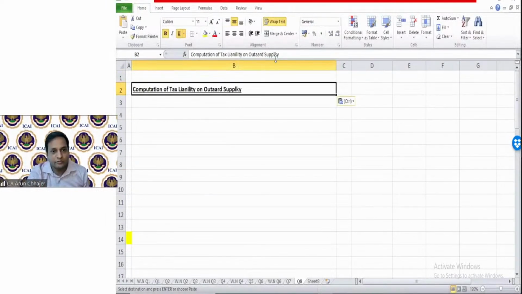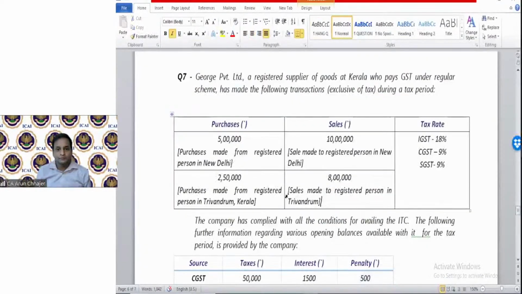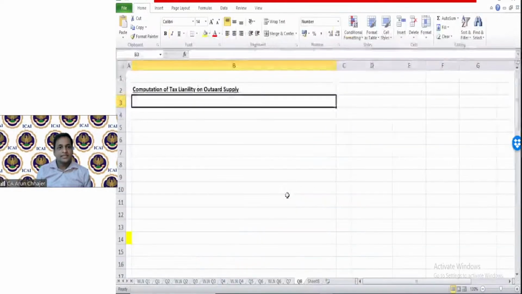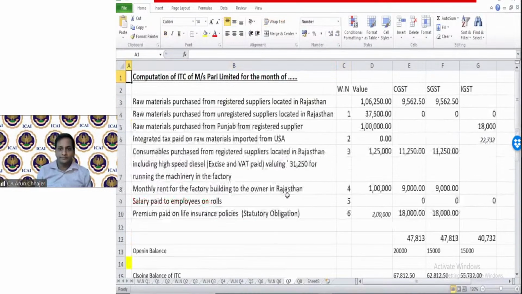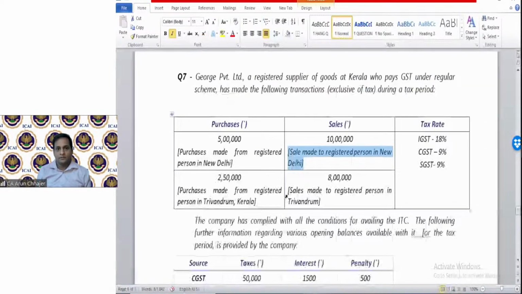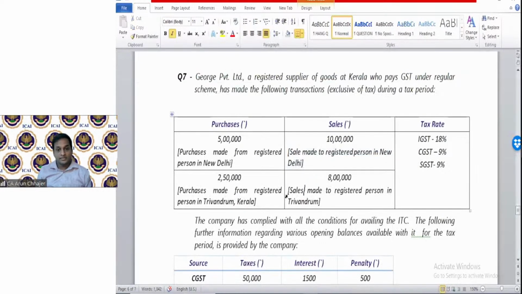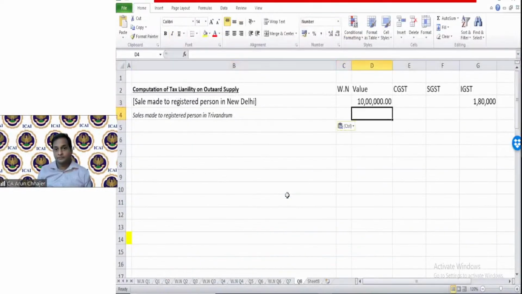So computation of tax liability on outward supply. Sales made to New Delhi, 10 lakh. It would be IGST 18%. Sales made to Kerala, Trivandrum, it would be CGST plus SGST.